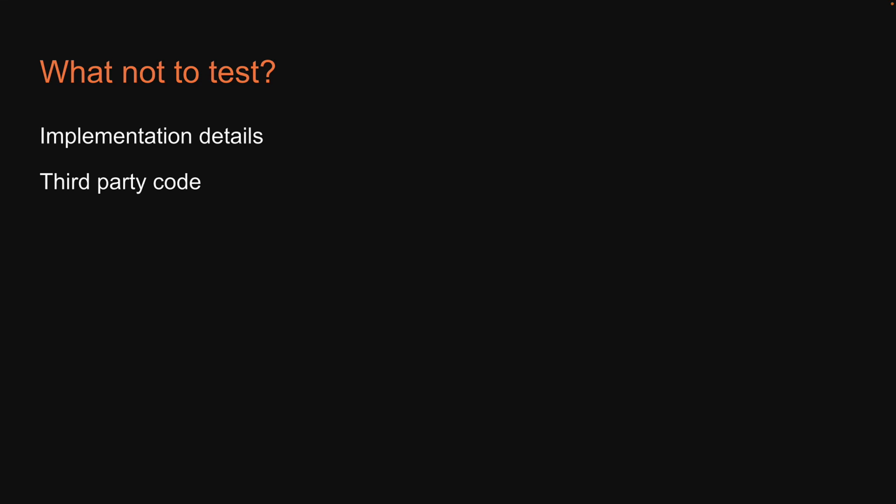Second, we have third-party code. You should be testing code that you are writing in your project and not the code you are consuming from an external library. For example, if you're using Material UI, you don't have to test the button component or the tabs component from MUI. There is no point in doing that as MUI is already well tested. Instead, test the component that consumes the MUI components.